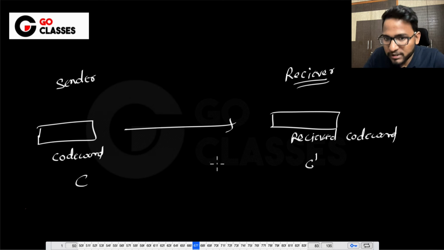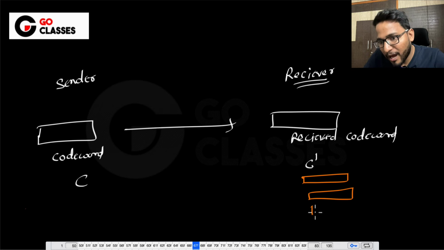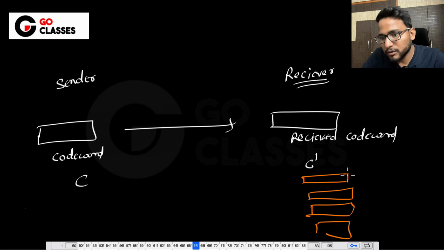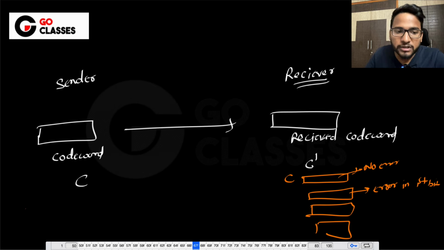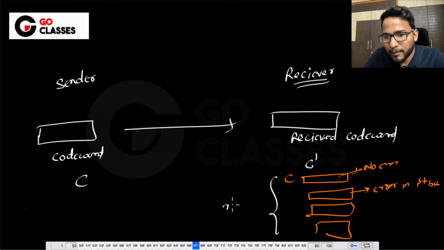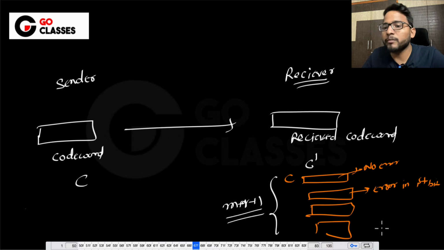So basically, whenever you are sending something, you may land up in total m plus r plus 1 possibilities. You will say there is no error, which means it is the same as C, or error in the first bit, like that. So here you have total m plus r plus 1 combinations. Now the receiver should be able to identify which of these combinations you have just received, using these parity bits that you have.